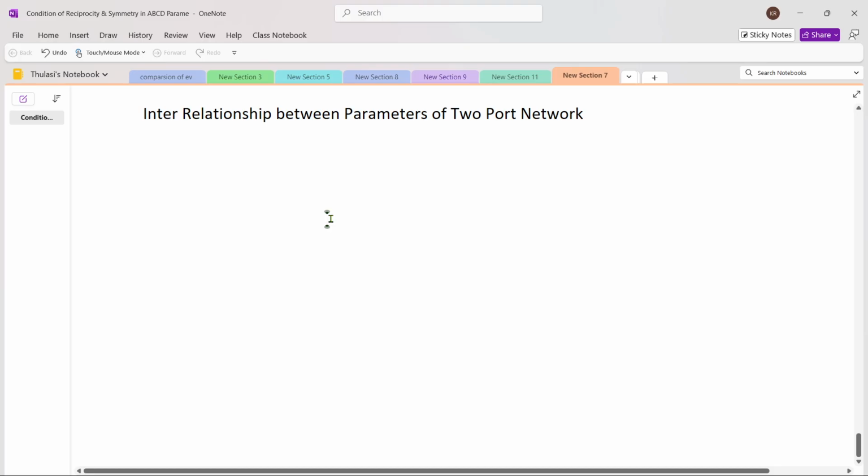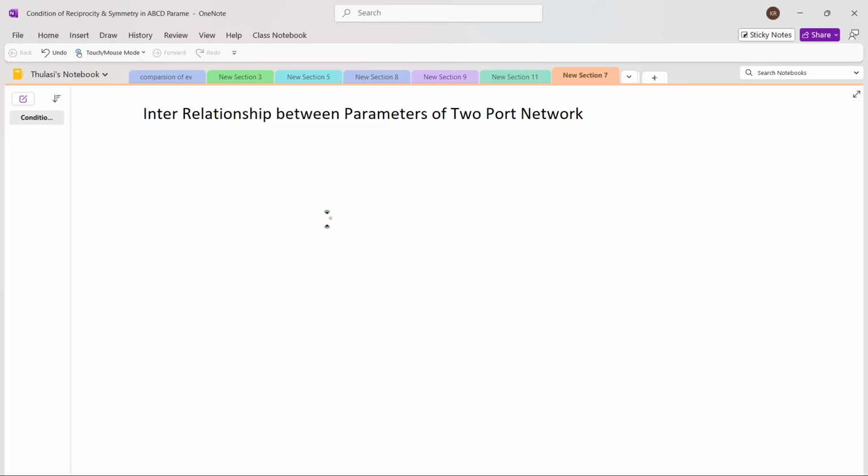So today we are going to discuss the interrelationship between parameters of a two-port network. Now we are going to learn the conversion of Y parameters in terms of H parameters, the derivation. This is very simple to understand. We have to use a little bit of brain on how to solve this.